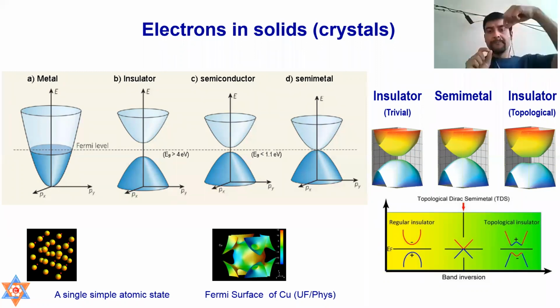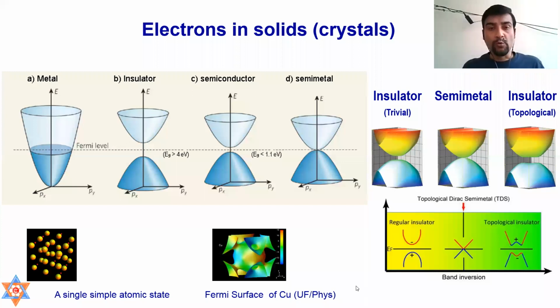But the important point that you need to remember is that they are touching each other and there is no gap in between them. But at the Fermi level, there is a very finite density of states. If that is the case, you call that a semi-metal.